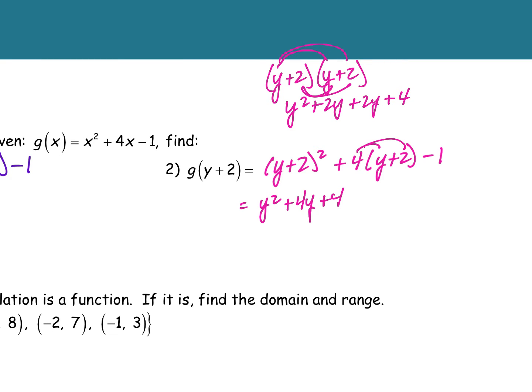And then I distribute my 4 and I get 4y plus 8 and then minus 1. Now I'm going to combine all my like terms. So I've got my y's and my constants and of course my y squared here. So I should get y squared plus 8y plus 11. Okay?